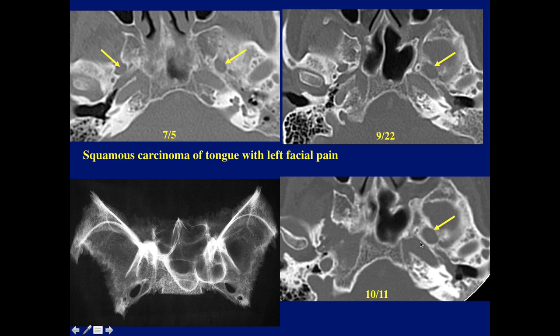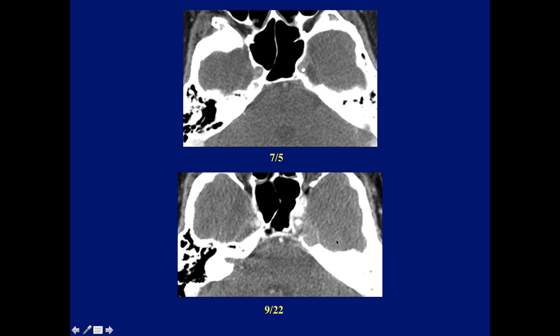One of the problems with the thin CTs is that sometimes slight obliquity will not show both foramen ovale on the same slice. Here you can see how much larger this is compared to this one, but that doesn't always happen. Like in this study, you don't see really the right foramen ovale.